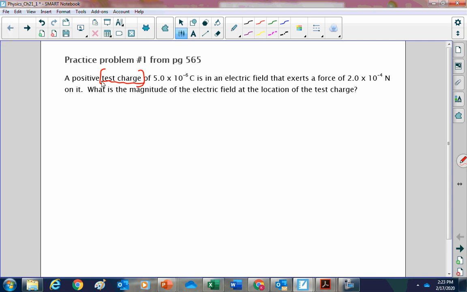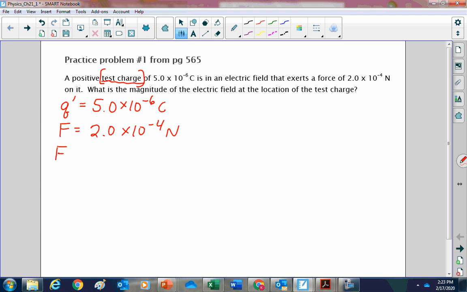And instead of using Q1 or Q2 or QA or QB, we're still using Q, but when we talk about a test charge, we call it Q prime. So that's what I'm going to label it in my list of given information. And then they tell you that it's experiencing a certain force. So we'll put down that information. And then we're being asked to find the magnitude or amount of the electric field at that spot.